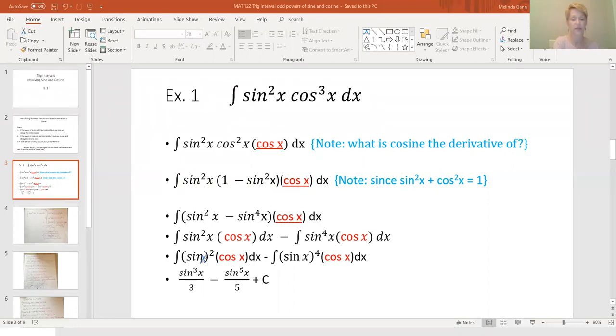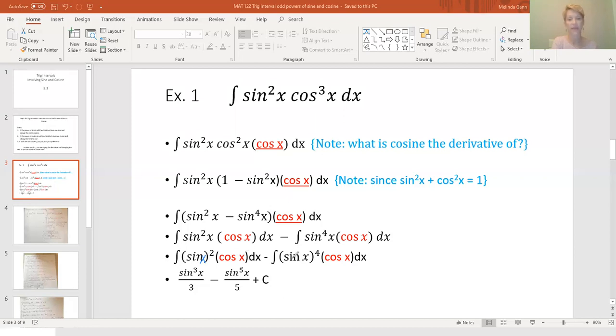So that should be sine x on the inside. Then I've got sine x to the 4th power over here. Now, remember when you have power rule, you have to have the derivative of the inside next to it. So what's the derivative of sine of an angle? It's cosine of that same angle, and then times the derivative of your angle is 1.